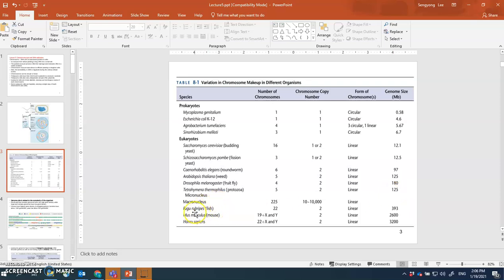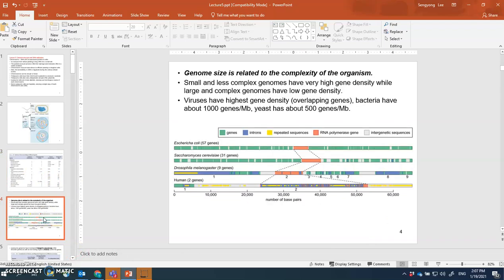And so on, fish, as well as mouse, mammal, another type, and then human. So we have 22 chromosomes and 1 sex chromosome, either X or Y. And then we have diploids, so the total chromosome number is actually 44 plus X, double X or XY, so a total of 46 chromosomes, right? Linear, 3200, I guess, megabase pair, much larger. So understand the difference among the chromosomal structures of different living systems.